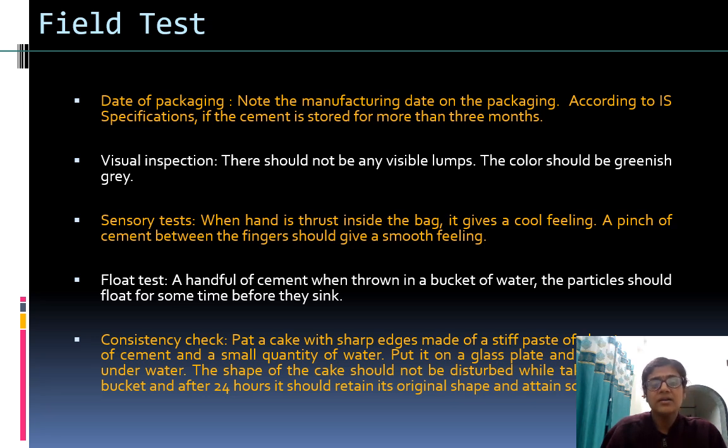Then there is visual inspection. If we have a bag of cement, how do I know it is okay or not, fit for construction or not? If you open the bag and you see lumps of cement, that is a very bad sign. We should not be taking it. Also the color of the cement should be greenish grey. So these two factors you quickly see when you open the bag, and that's it.